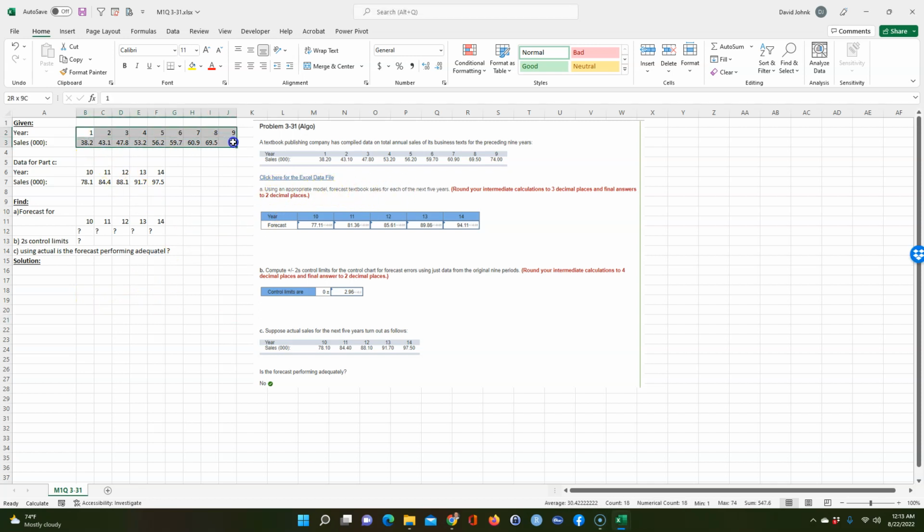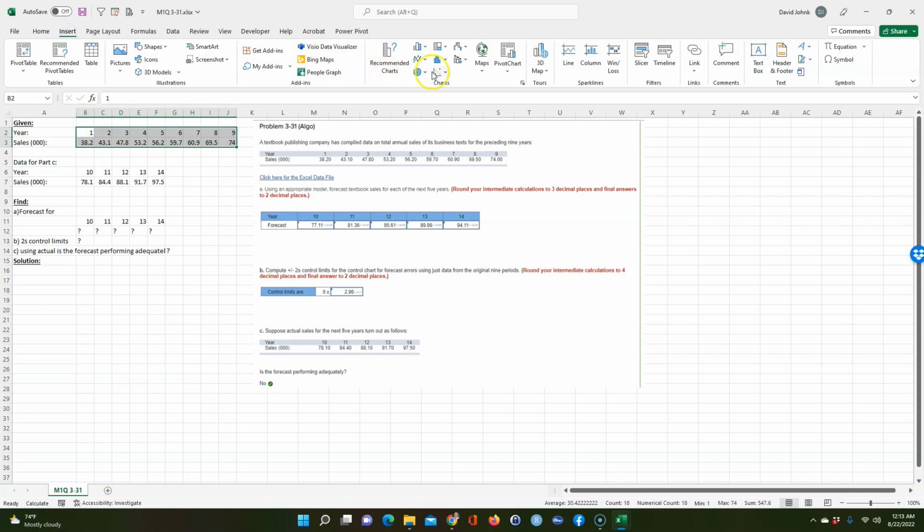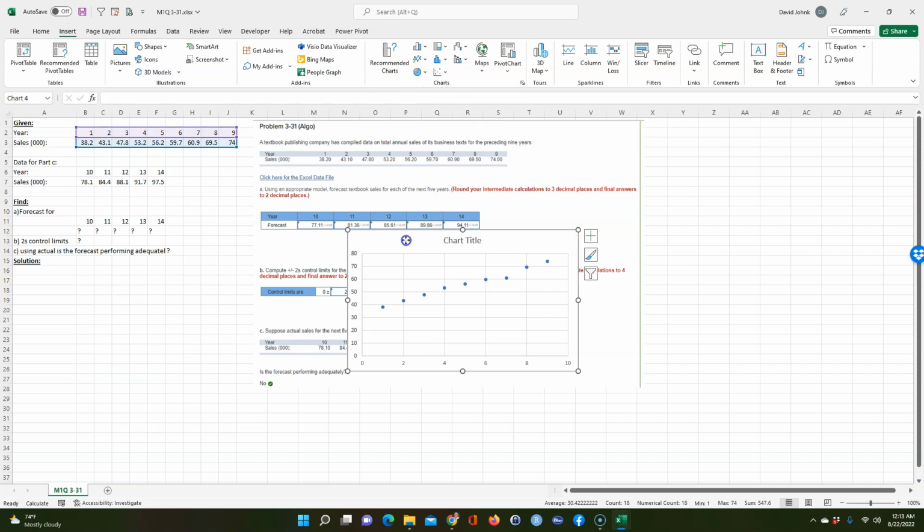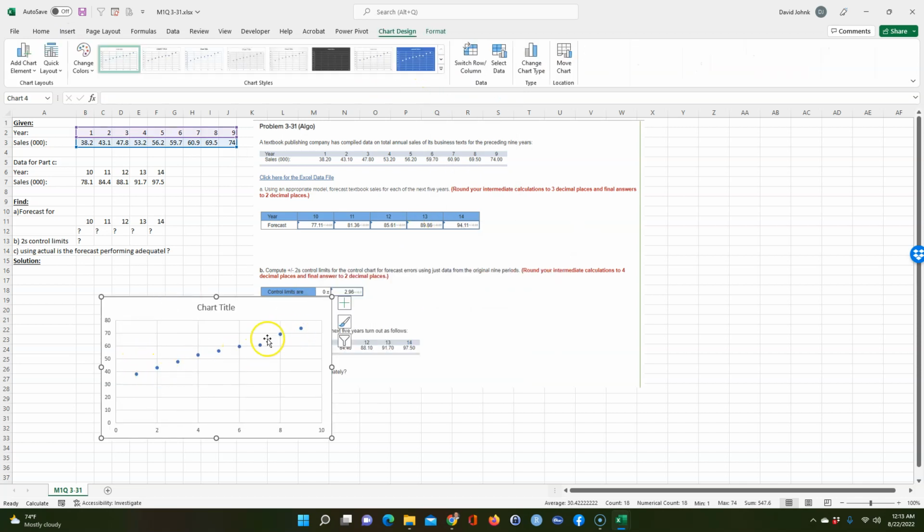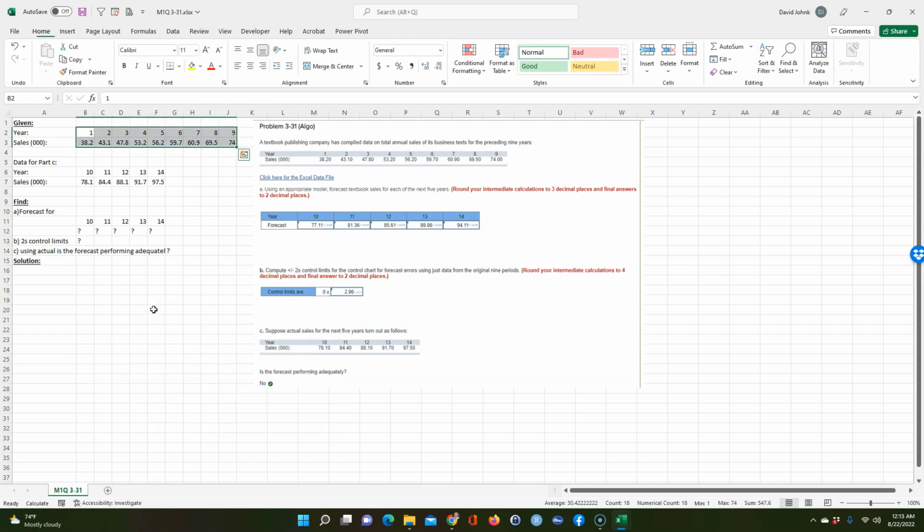So you should always graph your data. I'm going to highlight my data and insert a scatter plot. And I can see that probably a linear model would be the best thing to fit here. I could click on one of these dots and right click. Let me get the labels too so you can see them.